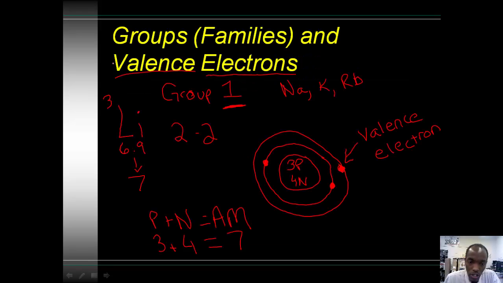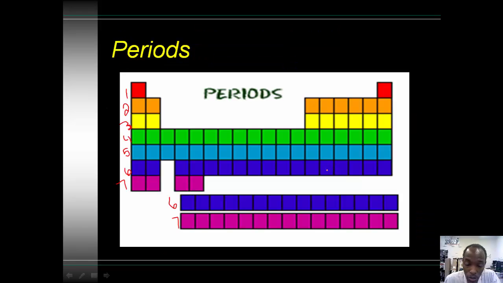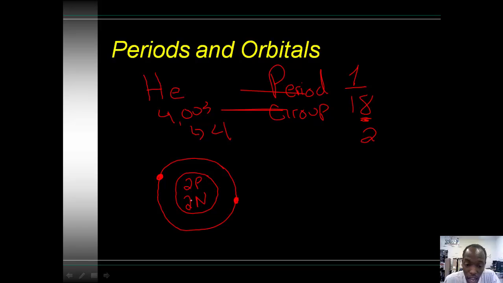So again, our groups tell us the number of valence electrons. In case we can't remember, valence electrons are the electrons on the last level. And our periods, of which we have 7 total, tell us how many orbital shells we need. So for helium, it's in period 1, it only needs 1 orbital shell. All the elements in period 2 have 2 orbital shells. Period 3 has 3, 4 has 4, 5 has 5, 6 has 6, and 7 has 7.